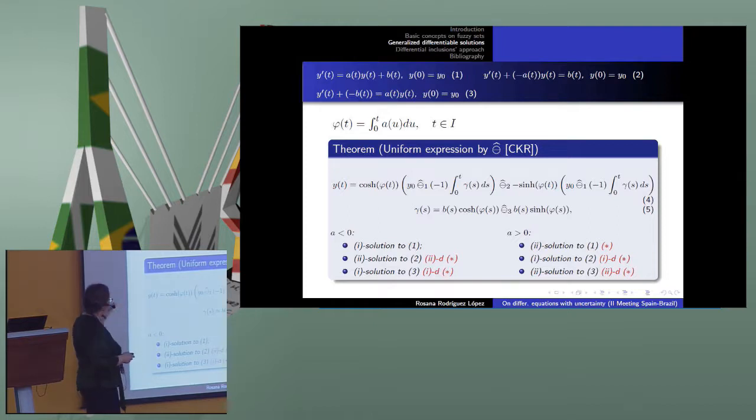So this, as a summary, is a collection of reasons that make it easier, straightforward, not only for linear problems. I have illustrated with linear problems, but also with nonlinear problems, that the differential inclusions approach is a quite nice way of studying this kind of problem.